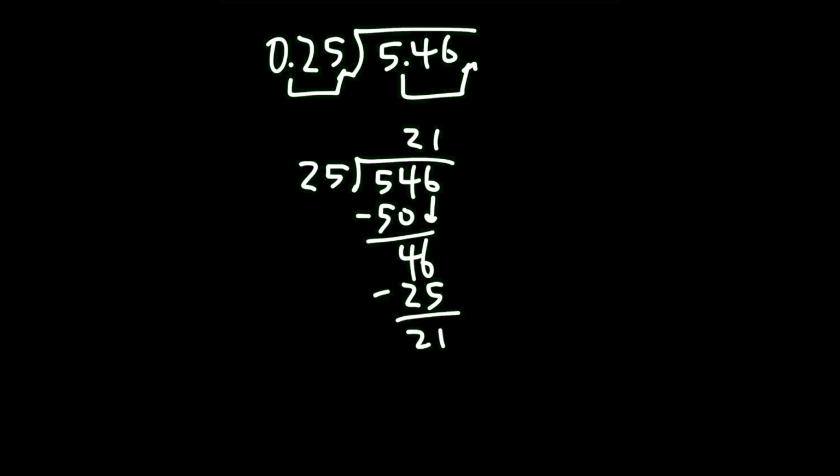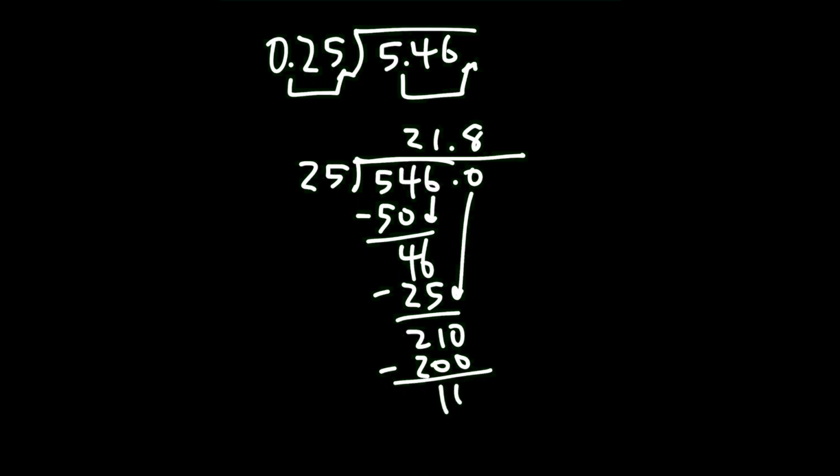So what I'm going to do here is see if I get a terminating or repeating decimal. So I'm going to place a decimal here and here. And I'm going to place a 0, and bring it down. Now I'm looking at 25 times what gets me close to 210 without going over. Well, I know that it's going to be 8 because 8 times 25 is 200.